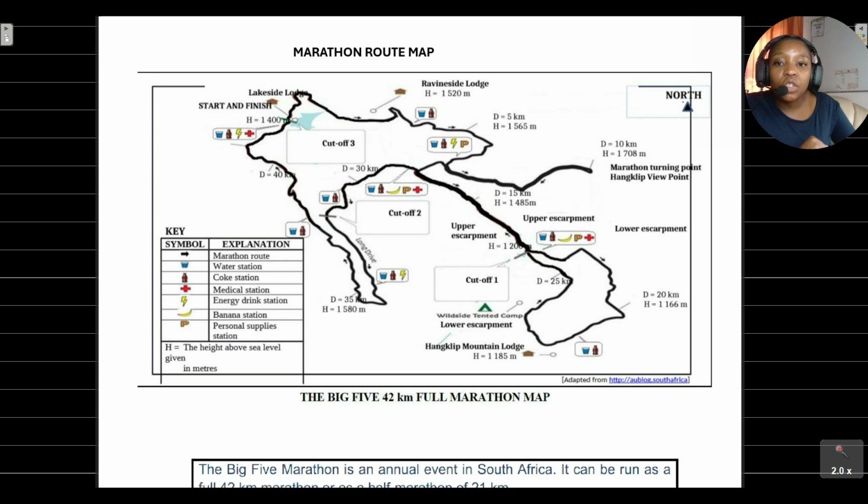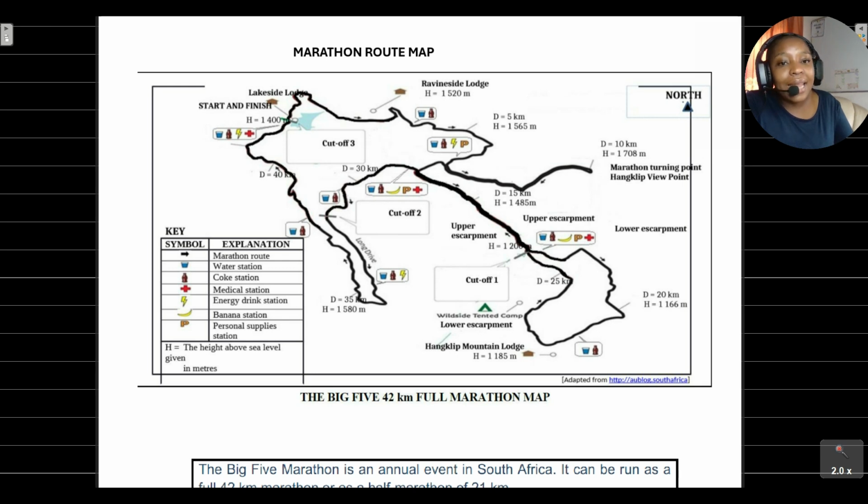When we're seeing a glass of water, it's the water station. When we're seeing the Coke bottle, it's the Coke station. When we see that red cross, it's the medical station. When we see that lightning, it's the energy drink station. When we see that banana, it's the banana station. And when you see the P, it's the personal supply station. And when we see an H on this map, it means the height above sea level. So it's very important that we read that key before we go to the questions and attempt to answer them.